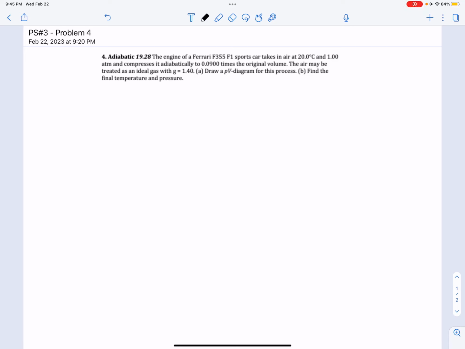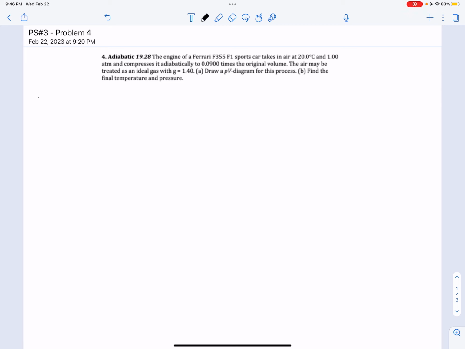Hello, this is problem set number 3, problem 4. The engine of a Ferrari F35 F1 sports car takes in air at 20 degrees Celsius and 1 atm and compresses it adiabatically to 0.09 times the original volume. The air may be treated as an ideal gas with gamma equals 1.40. Gamma is a ratio of molar heat capacity. For part A, draw a PV diagram for this process.